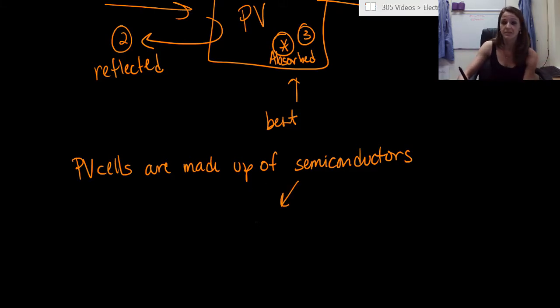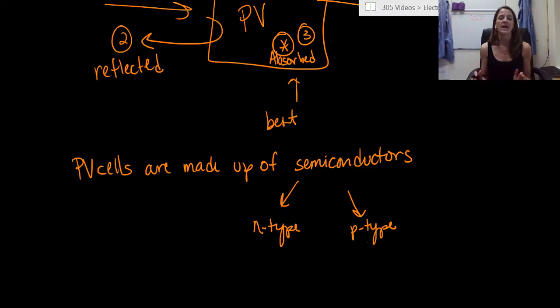Or we can add some elements to it. We could make an N-type semiconductor, or we could make a P-type semiconductor. The P-type is usually when you've added an element that has 1 less electron than whatever your elemental semiconductor is in. And then your N-type is usually when you've added some kind of element that has 1 more electron than whatever your original semiconductor is.